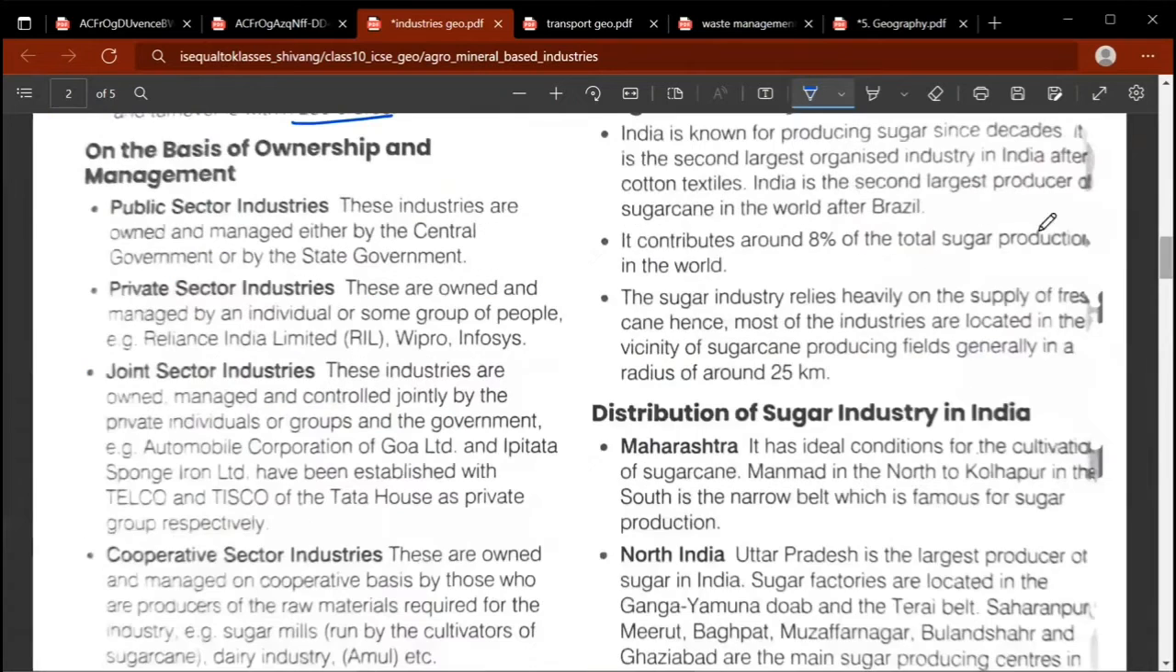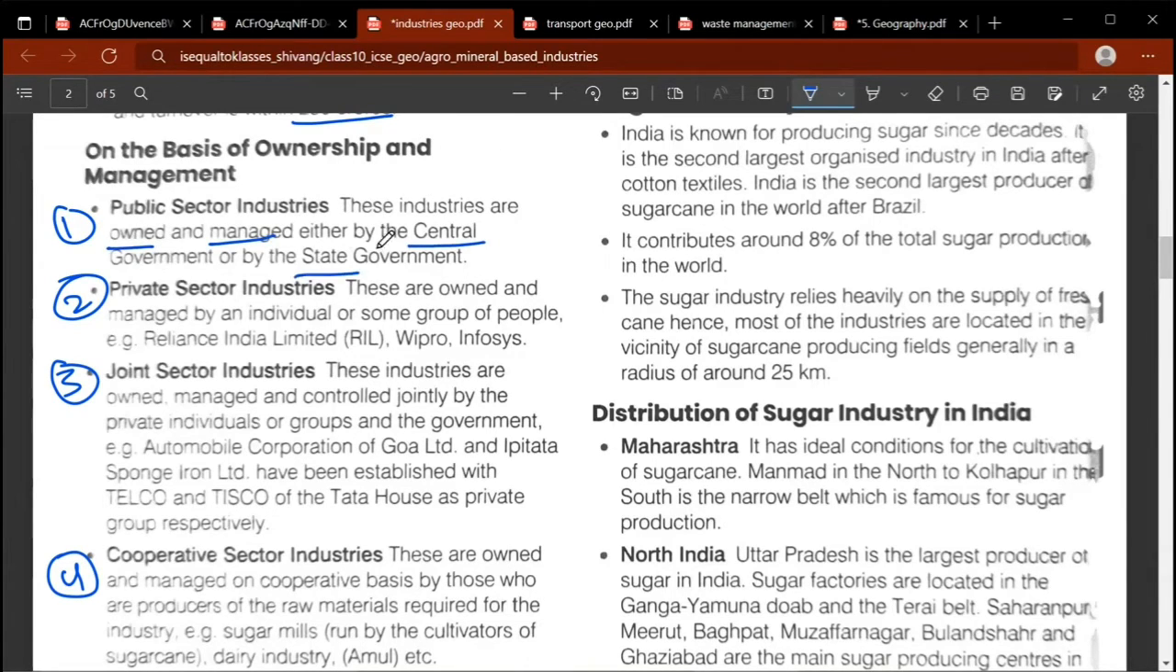Let's move on. On the basis of ownership and management. So we have public sector industries, private sector industries, joint sector industries, and finally cooperative sector industries. Now, what about public sector industries? They are owned and managed by either the central government or the state government.